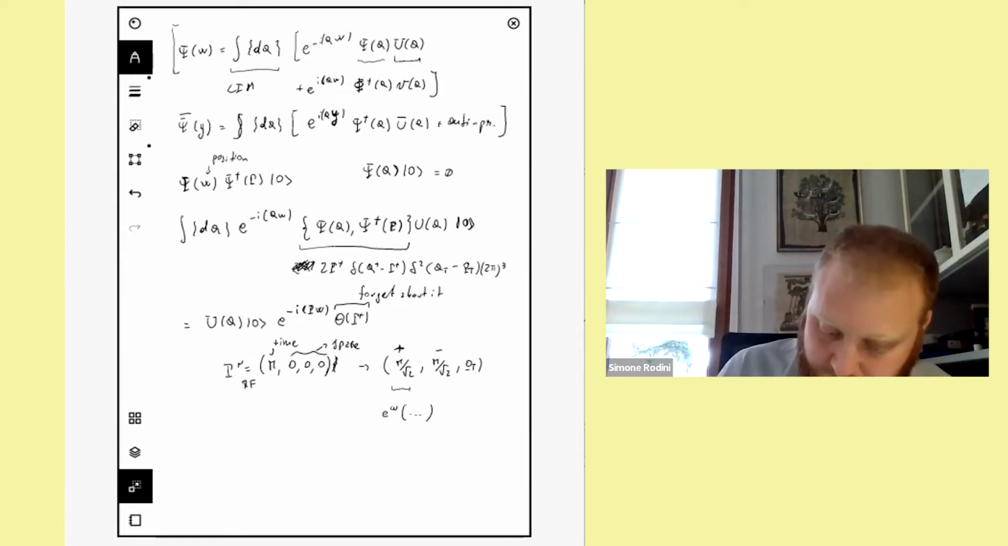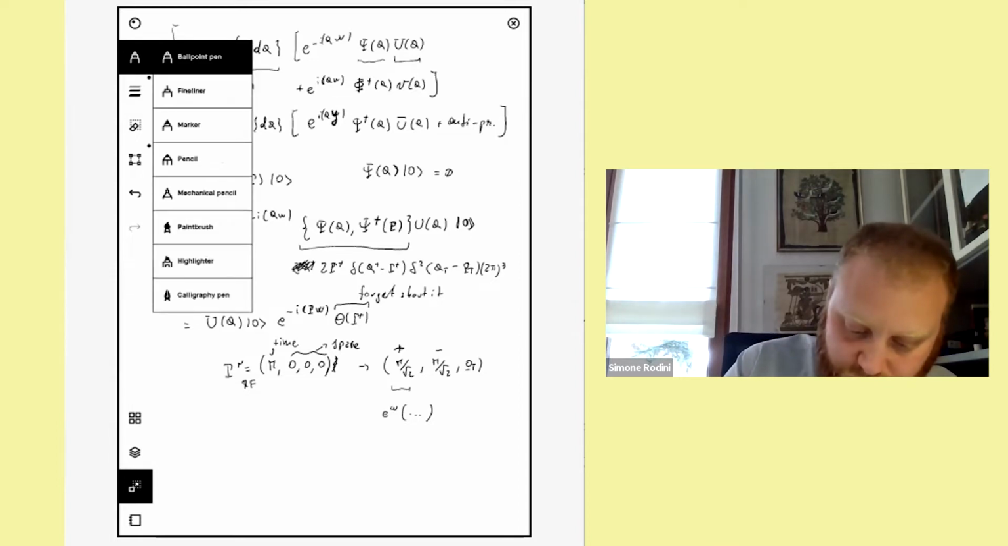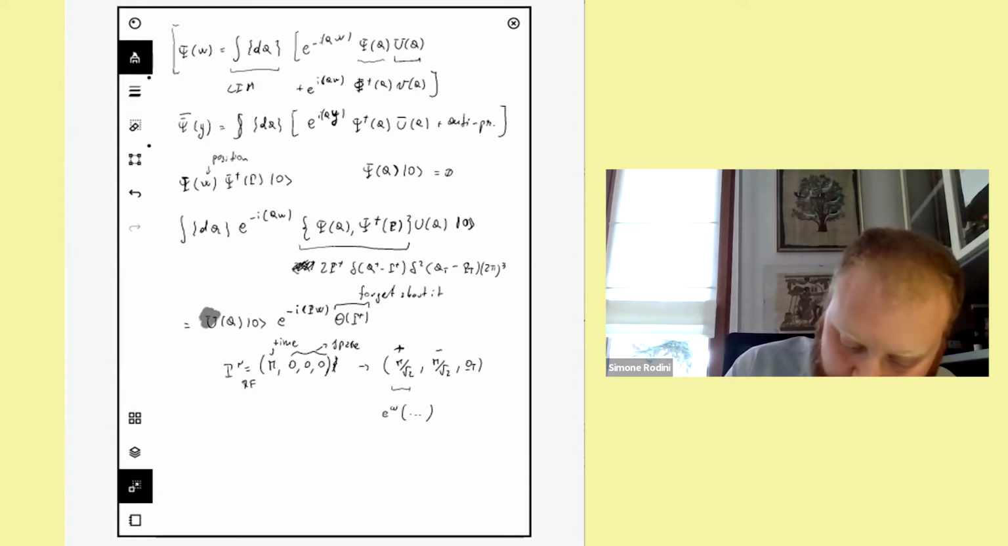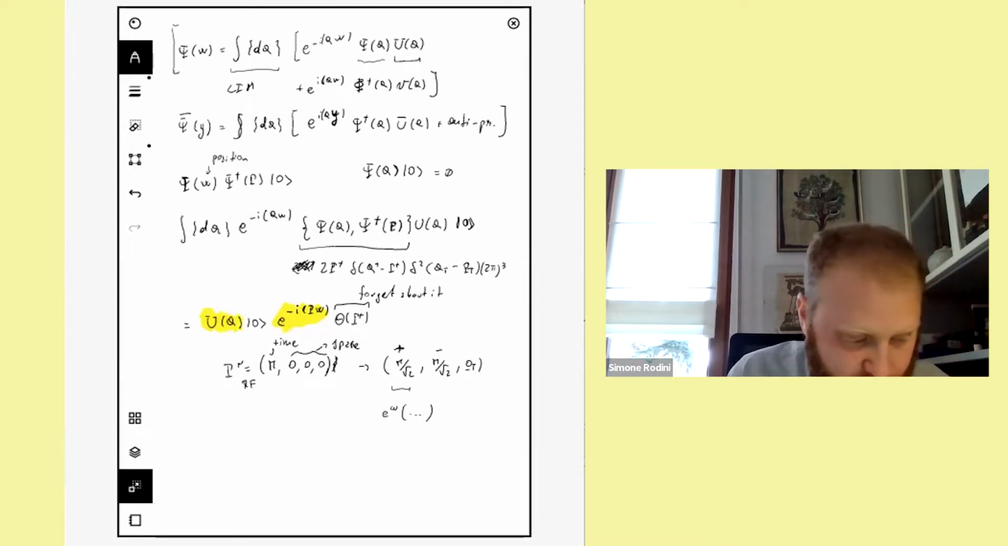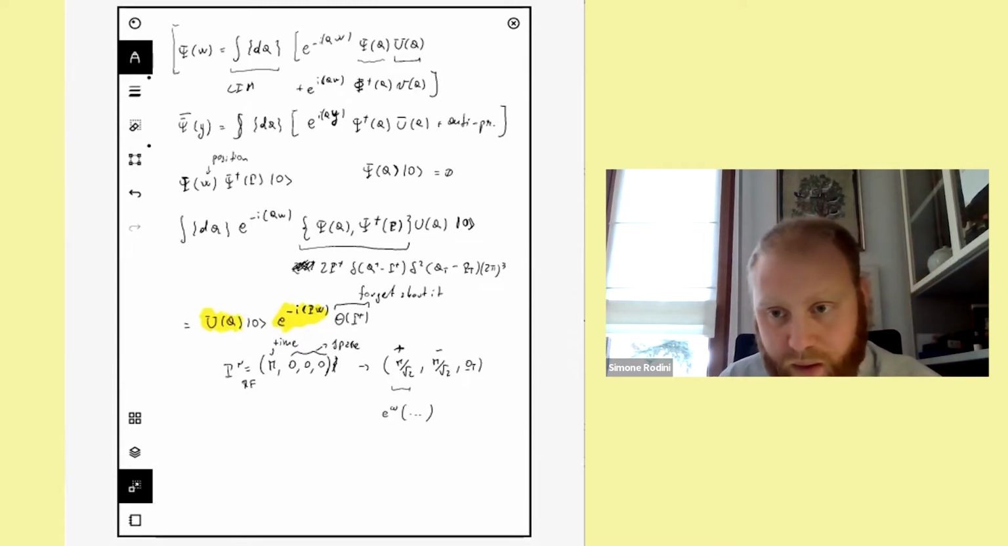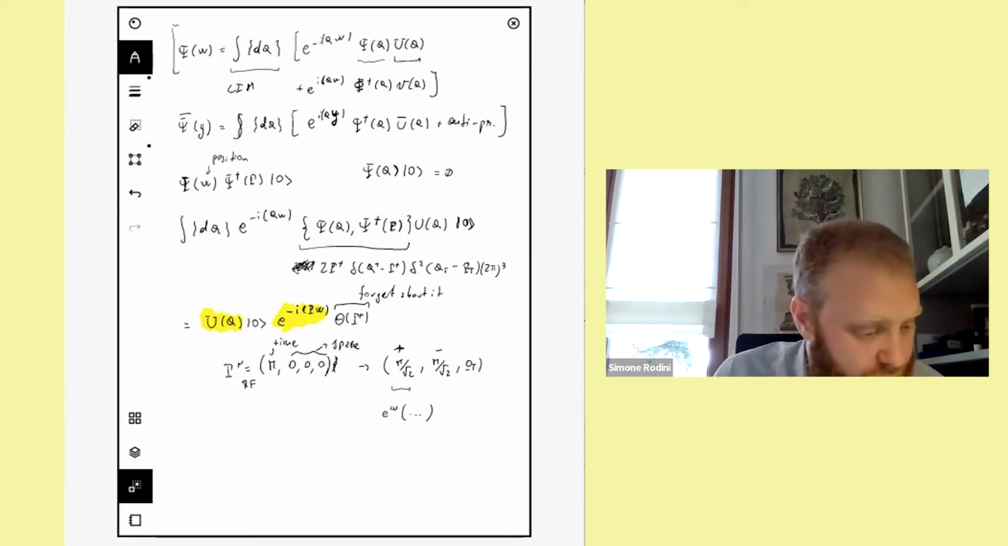So basically, the two pieces that are important for us are this u of q and this exponential. Why? Because the vacuum state will be absorbed by the normalization at the end, so we do not care about it. And the theta I just explained.